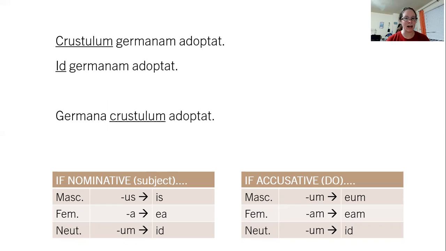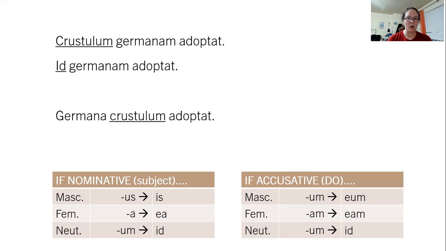Okay. If I have Germana crustulum adoptat, it gets a little more complicated. If we look at our first word, Germana, based on our options, that can only be nominative singular. So we have our subject, and crustulum is not a subject, so it's not this neuter nominative form. Now we're left with either the accusative, eum, or the neuter. The only way you're going to know for sure is by knowing that crustulum is a neuter noun.